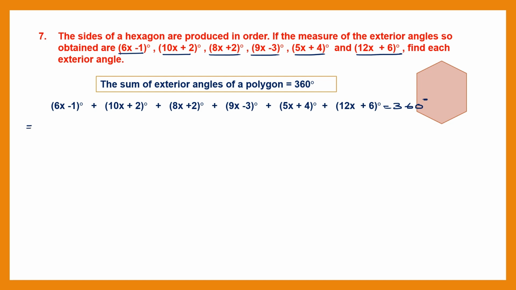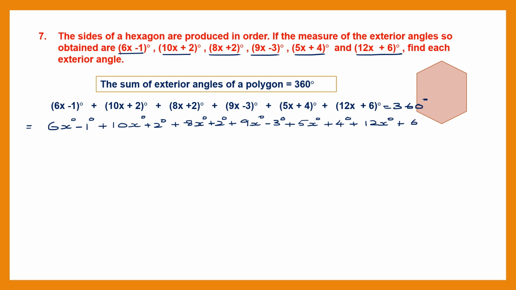So now let's open the bracket. So this will be 6x degrees minus 1 degree. Plus, let's continue opening all the brackets. We're removing the brackets. So 10x degrees. Remember, this degree that is here is for both. So 10x degrees plus 2 degrees. Next one, same way, 8x degrees plus 2 degrees. Then we have 9x degrees minus 3 degrees. Then again we have plus 5x degrees plus 4 degrees plus 12x degrees plus 6 degrees. All this is equal to 360 degrees.